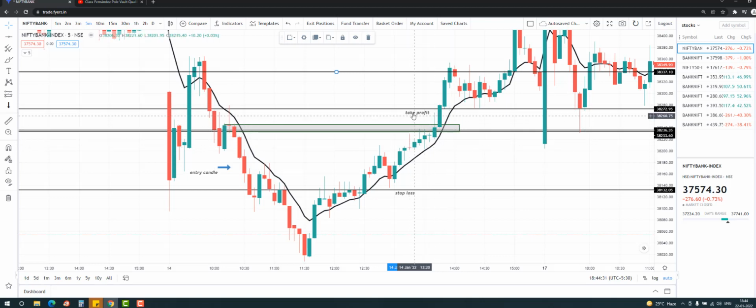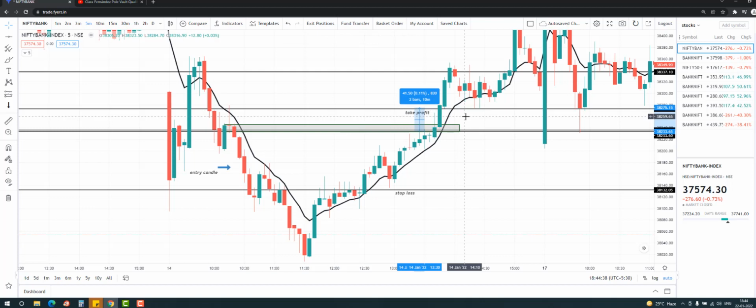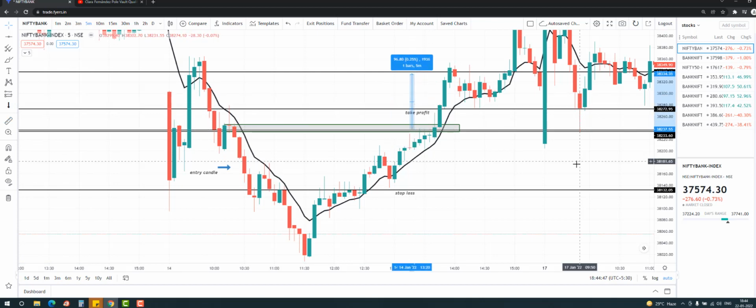As per this, you can take a point here. Even this is a very good movement. It's roughly about 45 points of movement, which is like 20-25 points for you. If you're taking this, it would be roughly about 96 points of movement in the index, which is very good.